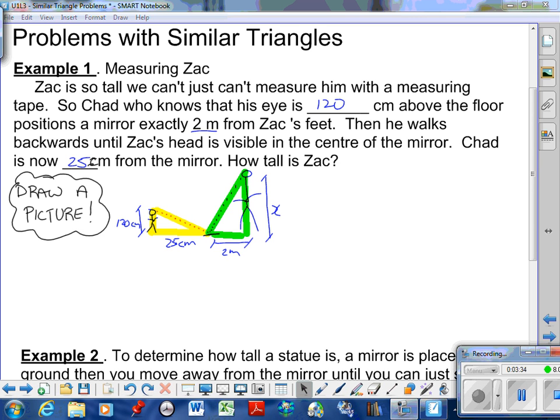A couple things have made this question challenging. We have a different set of units going on here, so we have to be careful, and I'm going to do my conversion right away. So 2 meters is 200 centimeters. Okay, so let's identify our similar angles. Well, we're assuming that Zach and Chad are standing straight up and down, so here are 90 degrees. Those are 90 degrees.